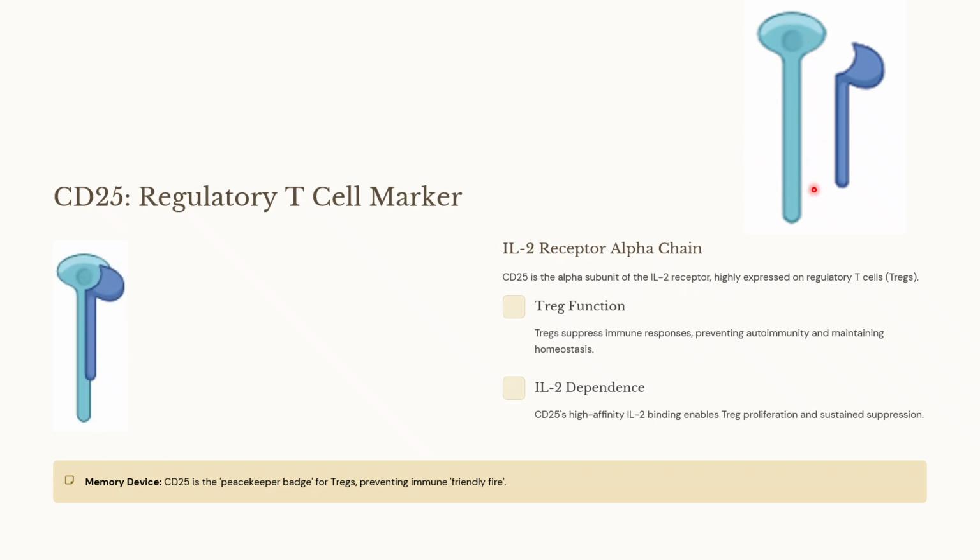They are highly expressed on regulatory T cells, or the TREGs. The TREG suppresses immune responses, preventing autoimmunity and maintaining homeostasis. CD25 is a high affinity interleukin 2 binder, enabling TREG proliferation and sustained suppression. You can remember it like a peacekeeper badge. So if it is there, then there is no fighting. The T cells are not activated.